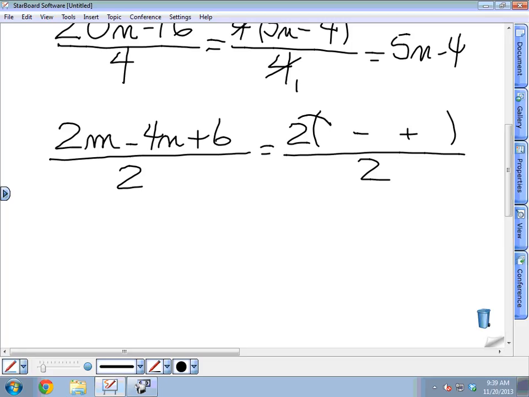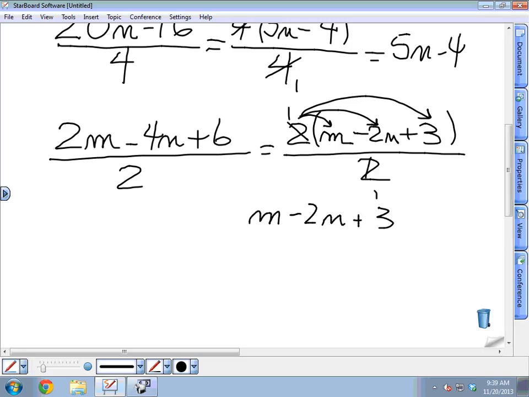2 times what gives me 2m? 1m. And 2 times what am I going to put here to give me 4n? 2n. And then what am I going to put here to give me 6? 3. Now you can cancel out your 2's. You divide both numerator and denominator by 2, right? And I get m minus 2n plus 3 for my simplified version.